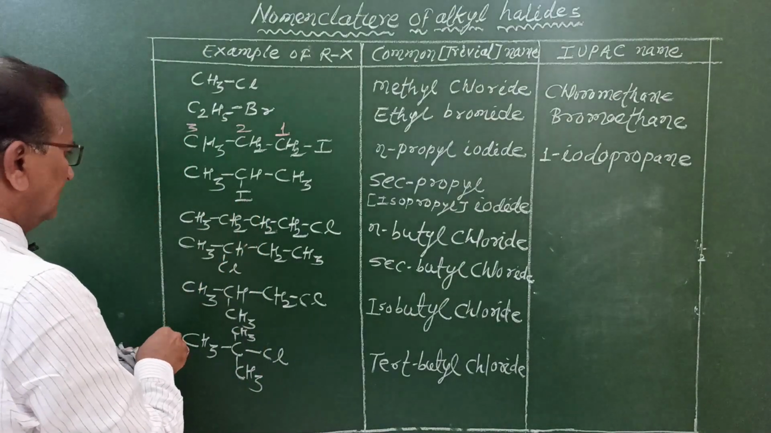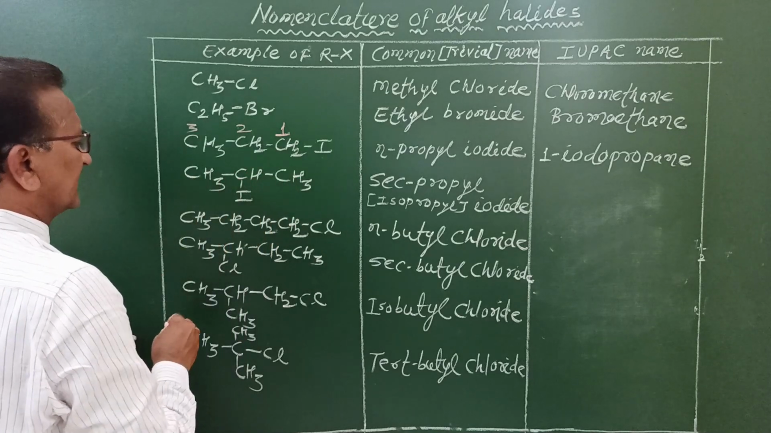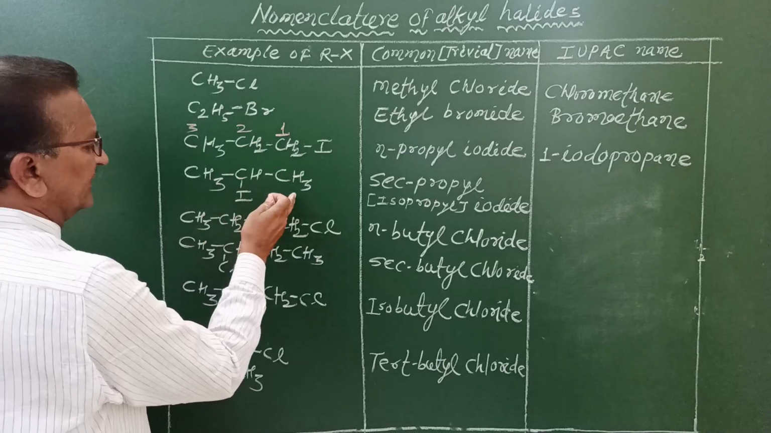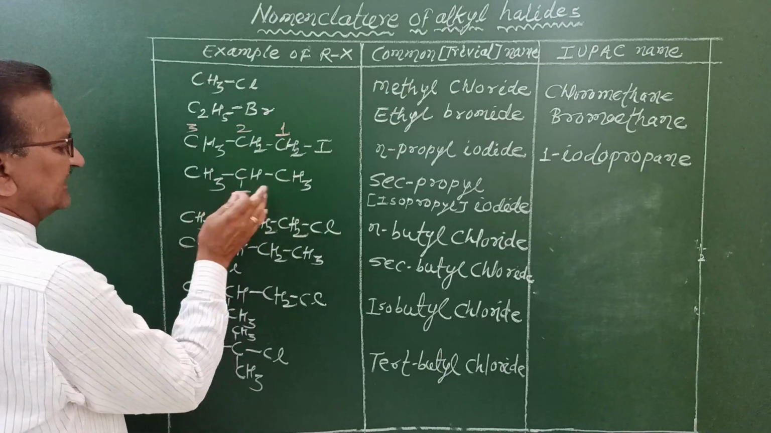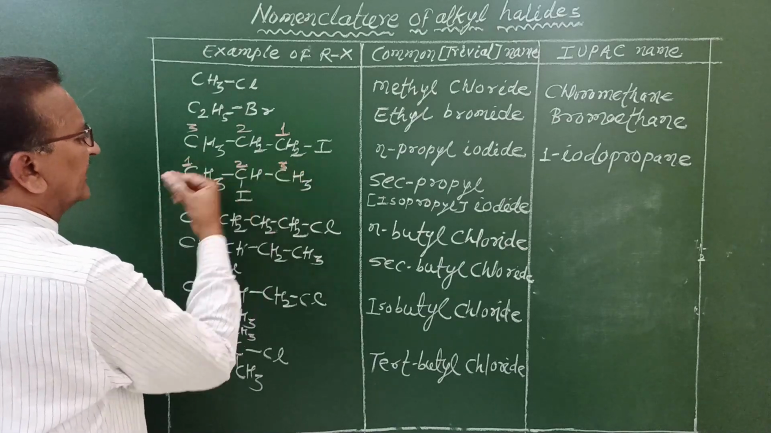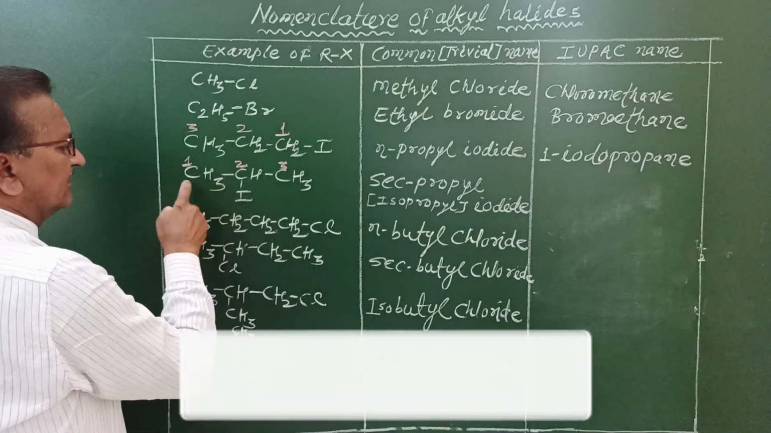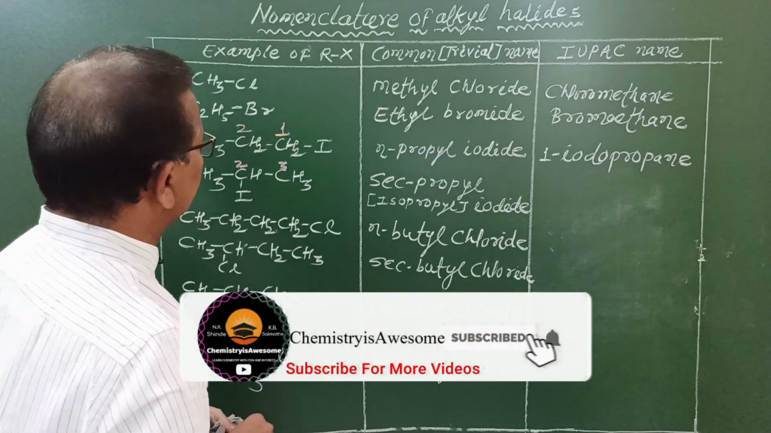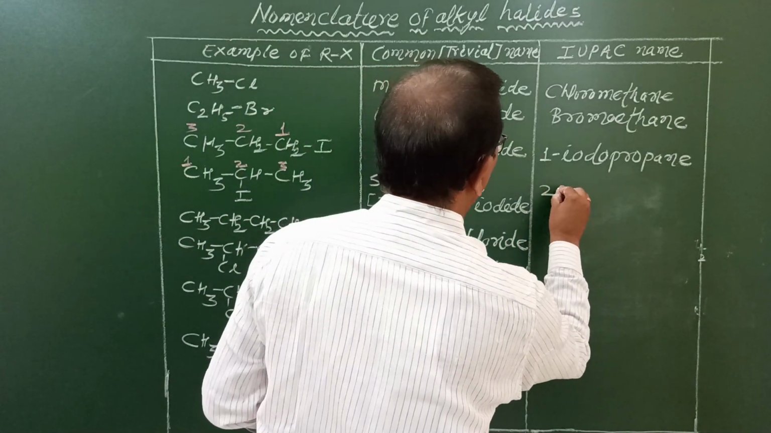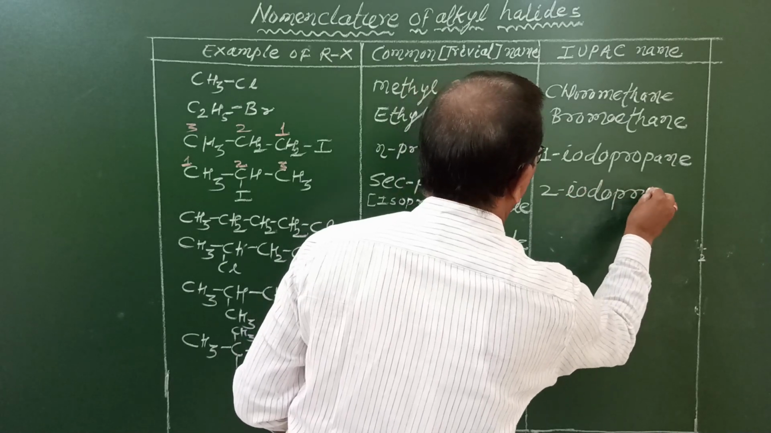Let us see. These are the carbon atoms present in the chain, and again there is only one chain. We can number the carbon atoms of this chain either from the left end or from the right end because the halogen atom is at equidistance from both ends. So 1, 2, 3. Since the iodine atom is bonded to carbon number 2, and again there are 3 carbon atoms in the longest continuous chain, the name is 2-iodopropane.